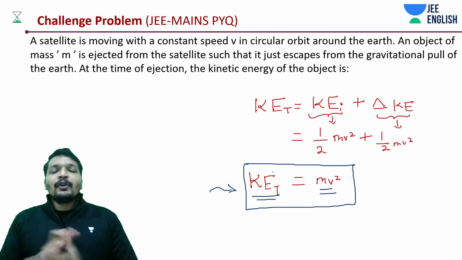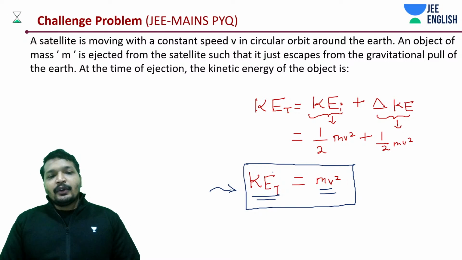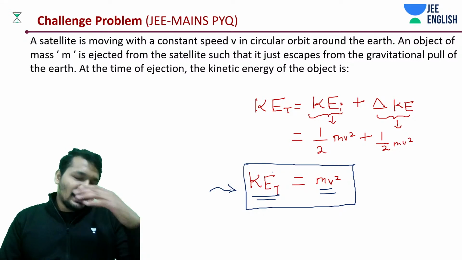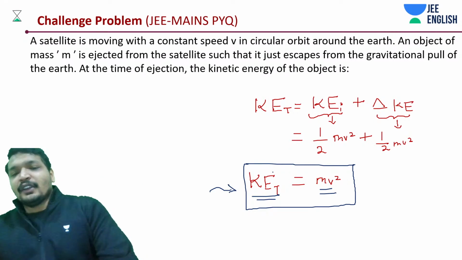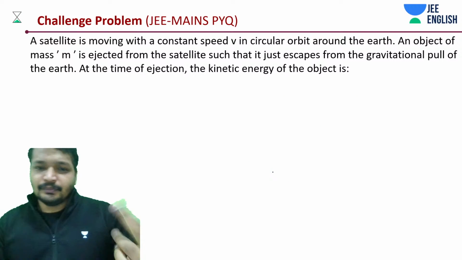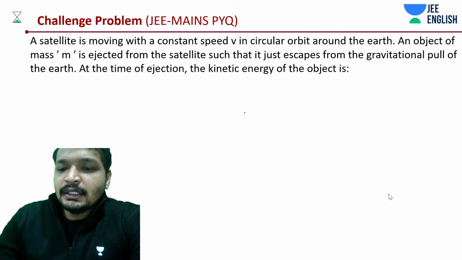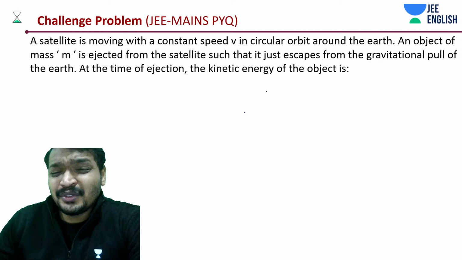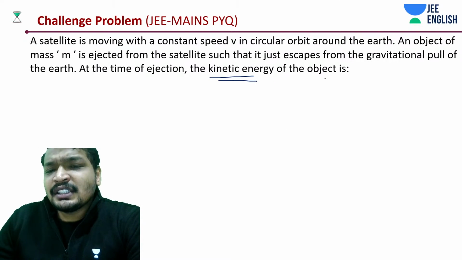It's a very simple problem, and this is how you work around any problem. Or you can go by escape velocity root 2 times. One other way of thinking about this problem is that it's near the surface of the earth, right? This could have been the simplest way. I just wanted to introduce you to a few theories, that's why I took you through that way. So let's say you are in an exam. What should be the kinetic energy of that object?